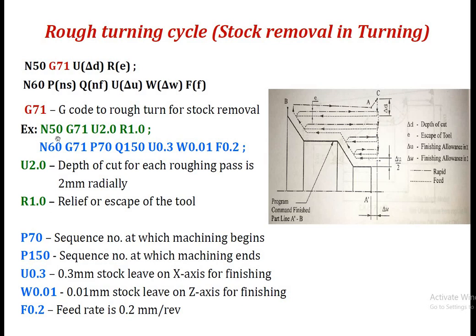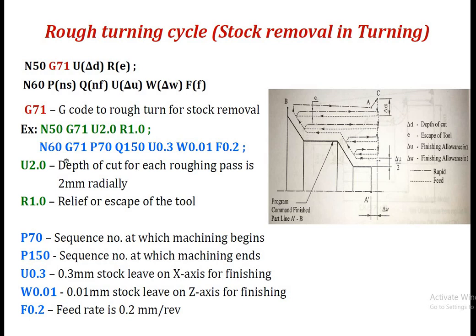So this is the first block in the rough turning cycle, that is N50 G71, the rough turning cycle. U represents the depth of cut for each roughing pass. R represents relief or escape of the tool.